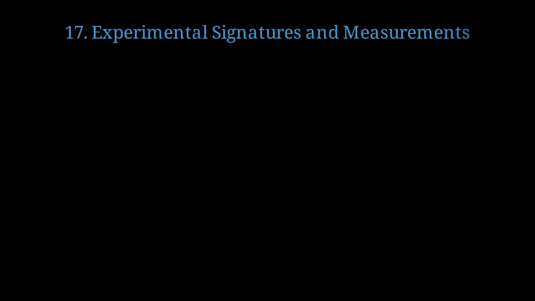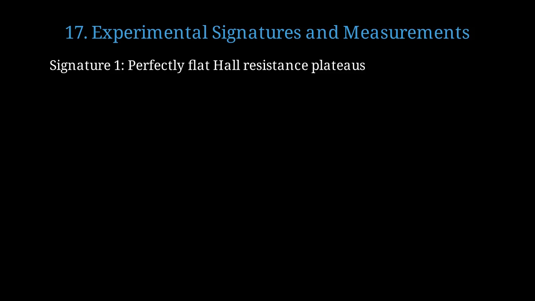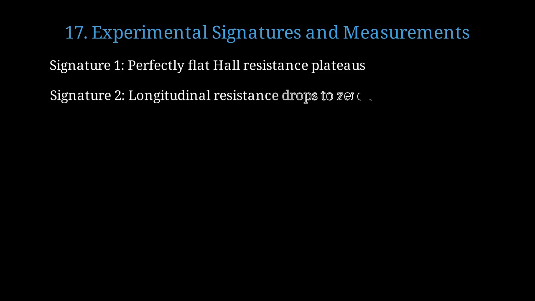Let's discuss the experimental signatures that confirm the quantum Hall effect. The first signature is perfectly flat Hall resistance plateaus that persist over a range of magnetic fields. The second signature is that the longitudinal resistance simultaneously drops to essentially zero on the plateaus.